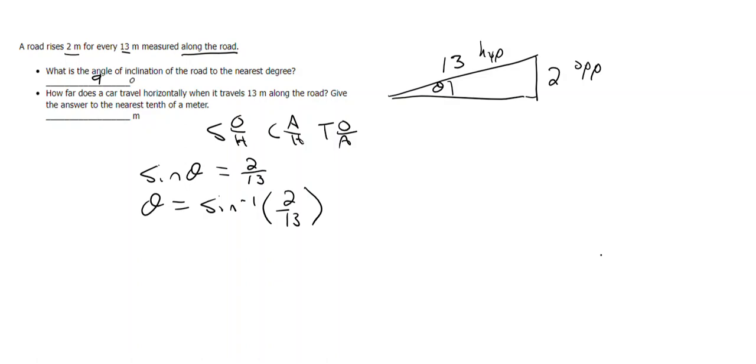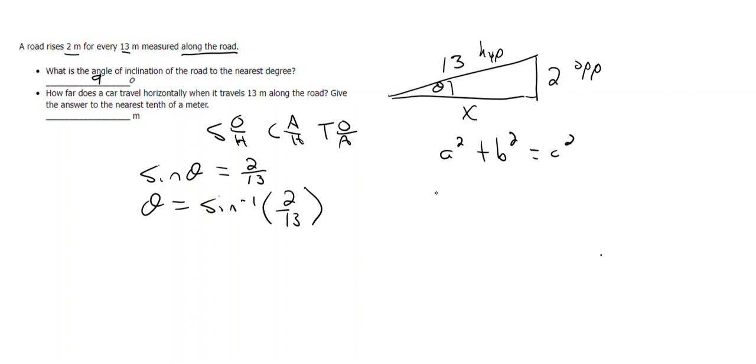All right, moving on to the next one. So now it says, how far does a car travel horizontally when it travels 13 meters along the road? So now it's really just looking for this side. We know two sides of this triangle, so we actually can just use the Pythagorean theorem. The Pythagorean theorem is a squared plus b squared is equal to c squared. But the thing to keep in mind here is we actually know the hypotenuse this time. So it's really going to be 13 squared minus 2 squared is equal to x squared. It kind of gets reversed, right?